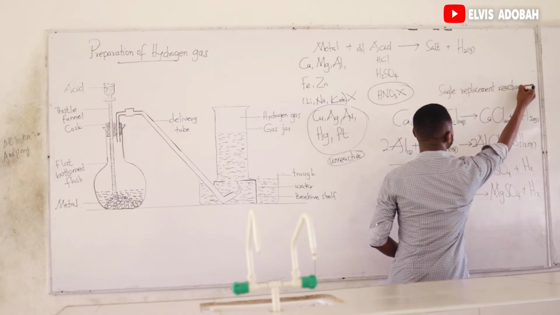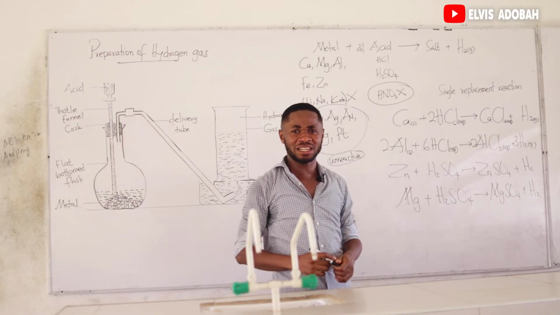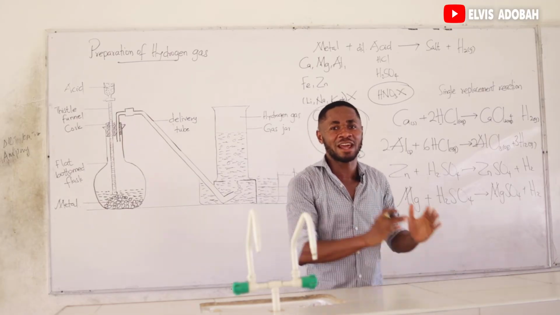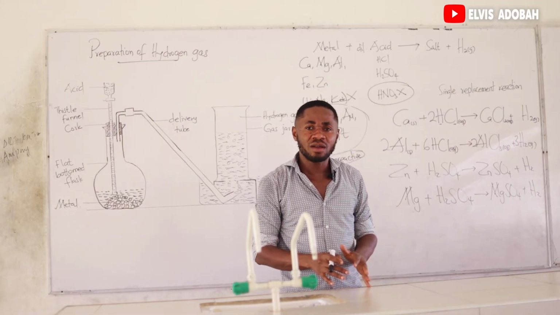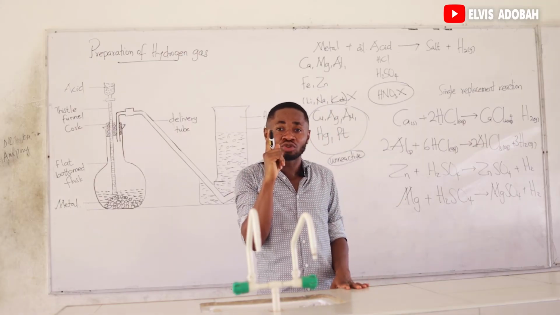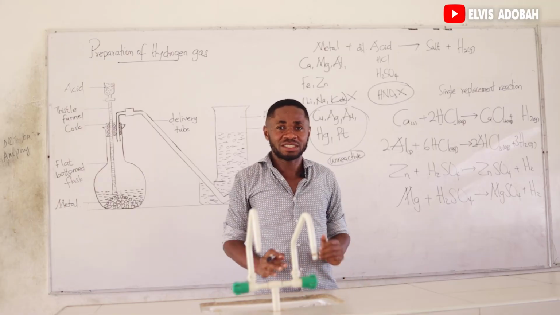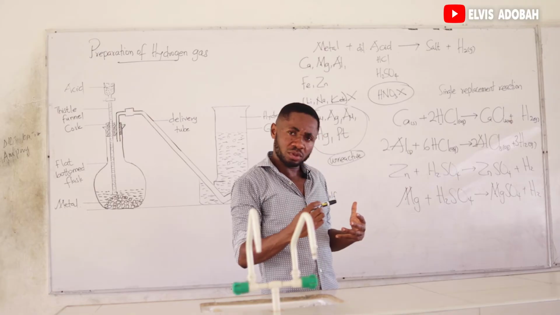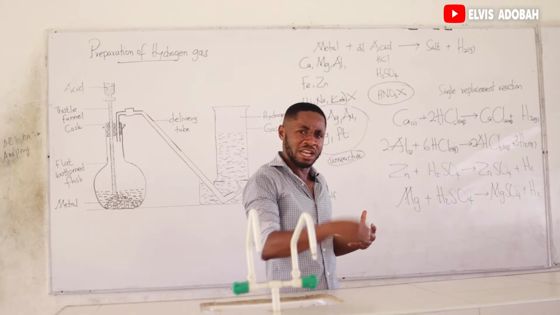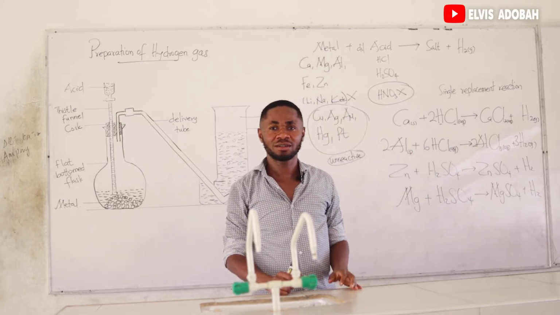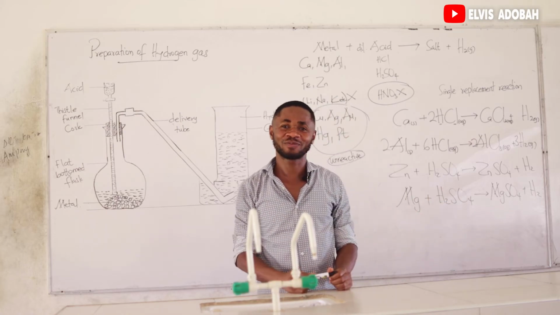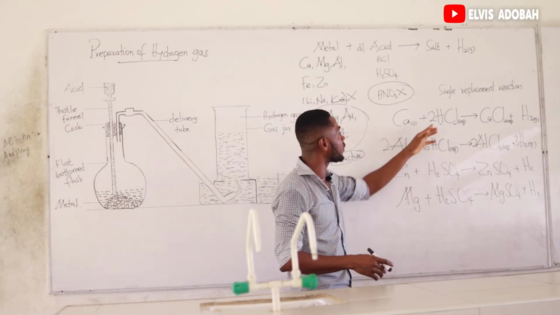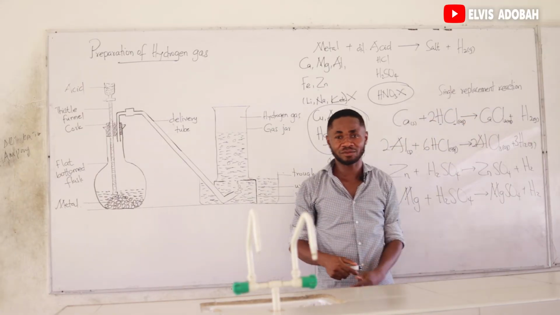reaction. So in a single replacement reaction, we have a compound made up of a cation and an anion. Then we have a single substance, normally a metal, standing there alone. Then the metal tells the cation to leave so that it can come and replace it. Then the cation becomes lonely. Now, that is a classical example of a single replacement reaction.